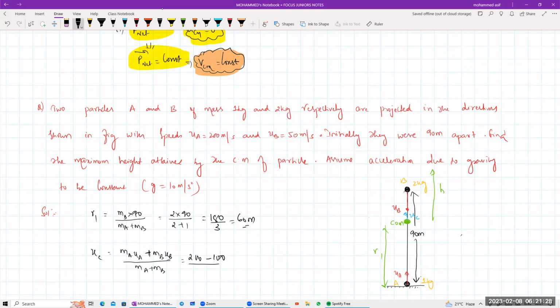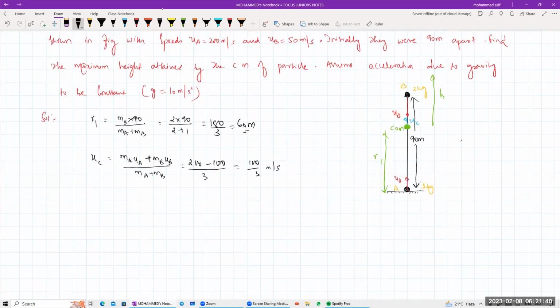So it is 2 into 50. That is 100 divided by 3. That means 200 minus 100, 100 divided by 3. This is the velocity of center of mass. Then acceleration of center of mass: AC will be equal to MA, acceleration of A plus MB, acceleration of B divided by mass of A plus mass of B.